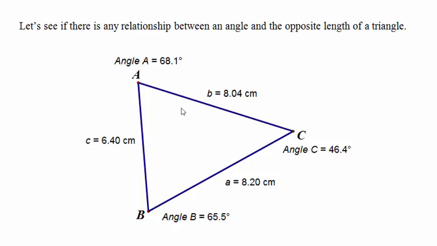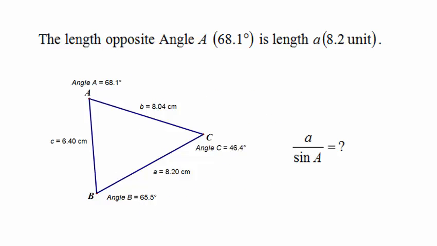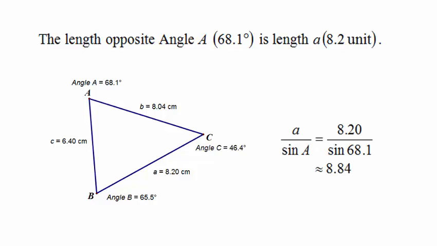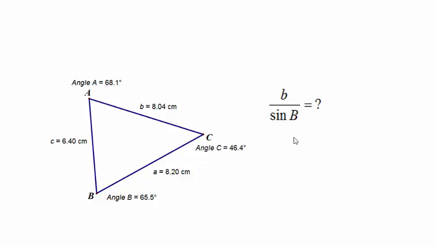We have a triangle ABC with the given angles as well as the given lengths. Now let's calculate the value of a over sine A. Now a is the length 8.2 and sine A will be sine of the angle 68.1 degrees. Now using your calculator, we should be able to get the value of 8.84 by calculating 8.20 divided by sine 68.1.